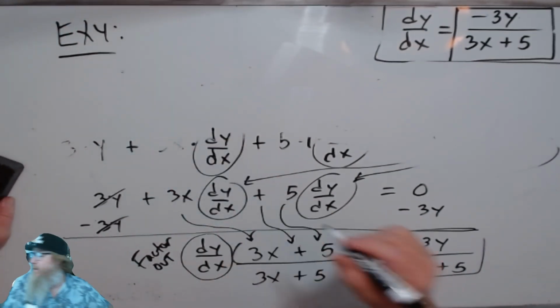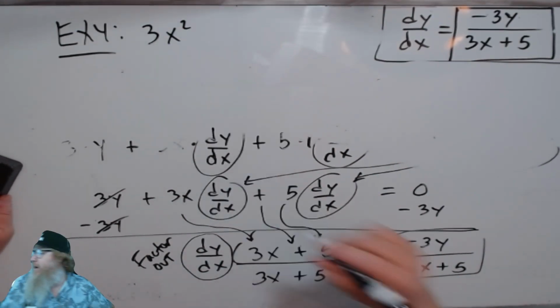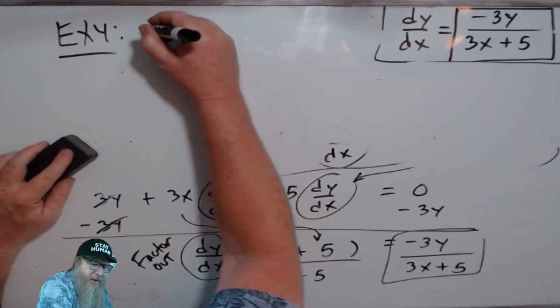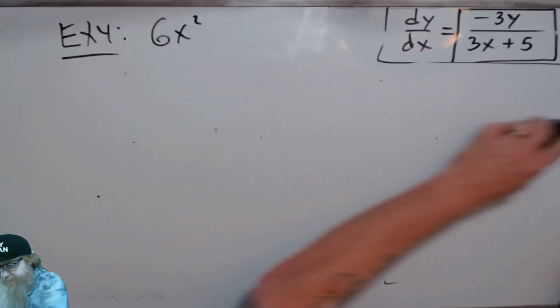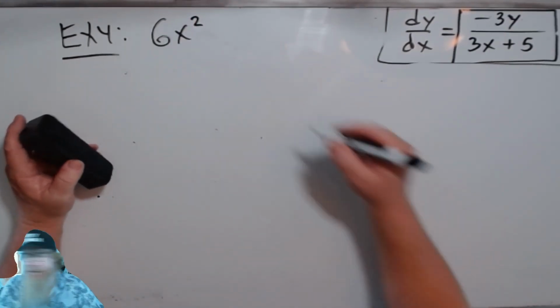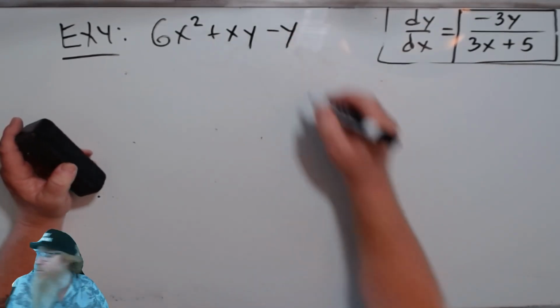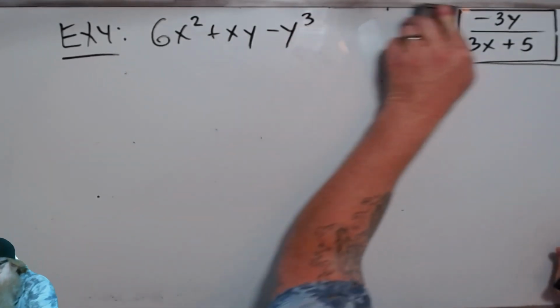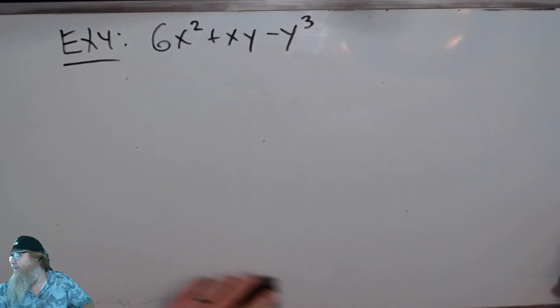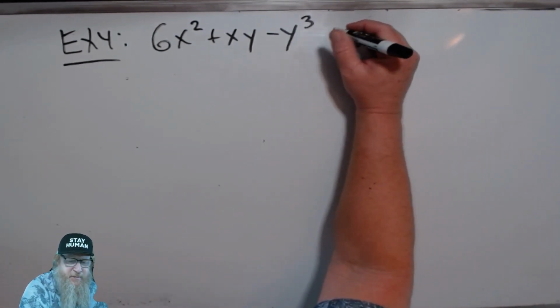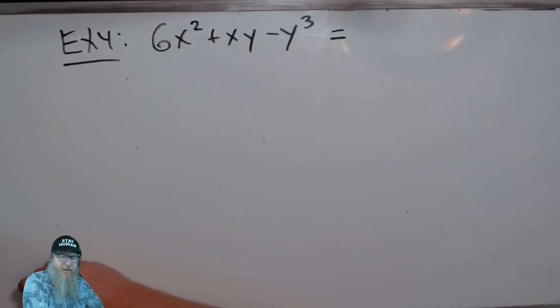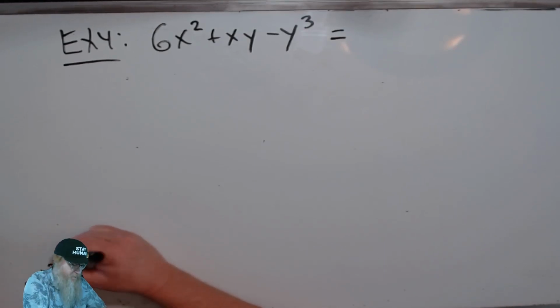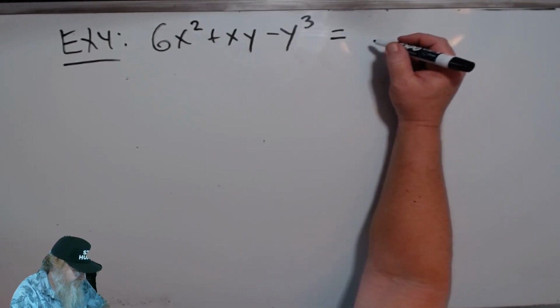Example 4. 3x squared, oh, not 3x squared, that's the same question. 6x squared plus xy minus y cubed, almost right squared, let's see. Equals 25.